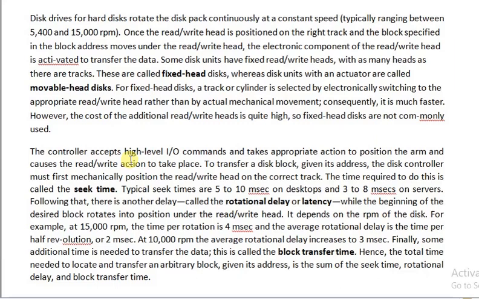This rotational delay or latency depends upon the speed at which the disk rotates, which is RPM. For example, at 15,000 RPM, the time per rotation is 4 milliseconds, and the average rotational delay is the time per half revolution, or 2 milliseconds. Finally, some additional time is needed to transfer the data. This is called block transfer time. The block transfer time is the total time needed to transfer the entire block of data from the magnetic disk into the digital computer for processing.